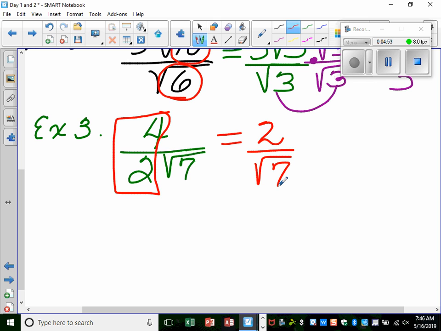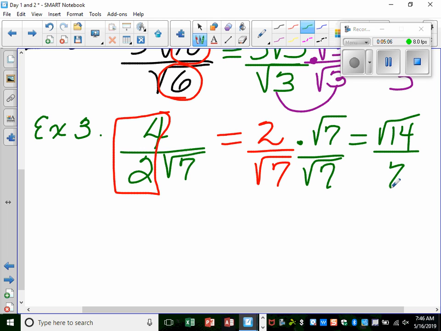All right, so what do I do next? How do I get rid of the rad 7? Times it by rad 7. Very good. That's going to give me rad 14 over 7. Now, I cannot reduce this 14 and 7. Why? Because one's under the radical and one is not. They both have to either be under the radical or they both have to be outside the radical.